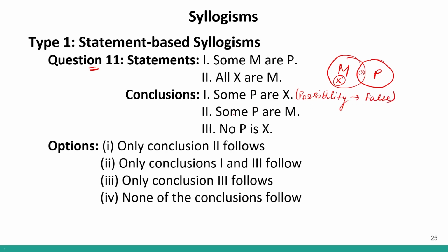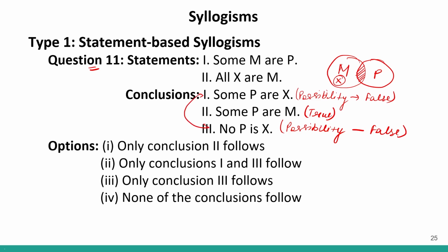Okay. Conclusion number 2 says some P are M. Definitely this part is correct. So this is true. Conclusion 3 says no P is X. This is again a possibility. So this is also false. No P is X and some P are X are both possibilities, therefore false.